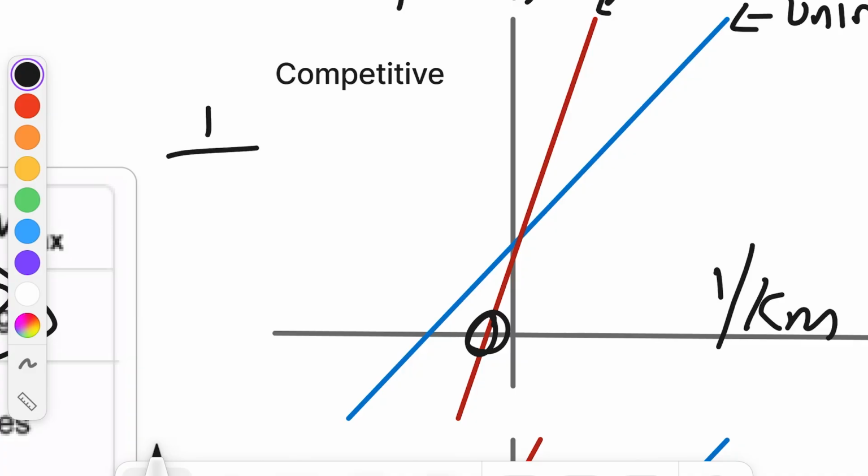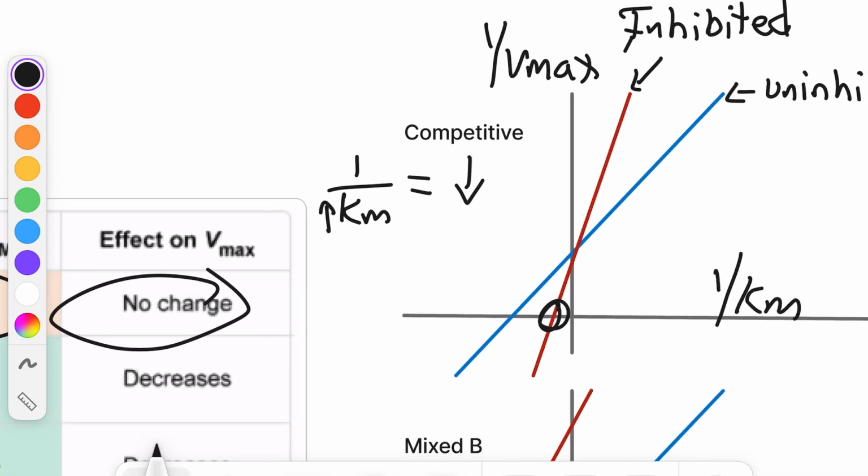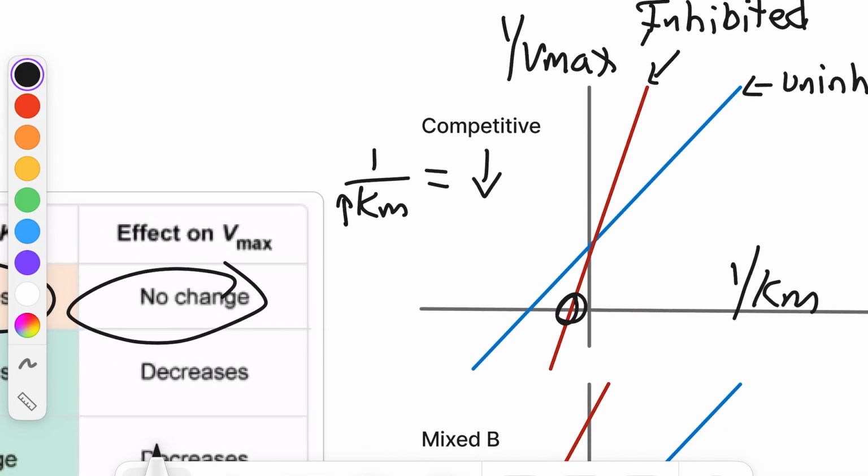So in other words, 1 over Km is getting closer to 0. So we can say that value 1 over Km is decreasing. In order to have that decrease in 1 over Km, that means Km itself needs to increase. So as we get closer to 0, Km is getting bigger. So as that value gets smaller, as it gets closer to 0, the Km is getting bigger. So we need to remember that is inverse. I mean, both the axes are inverse.